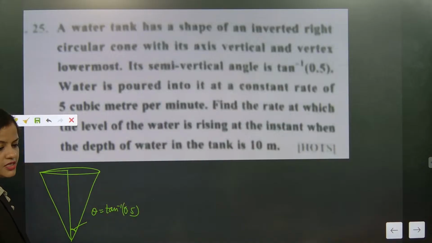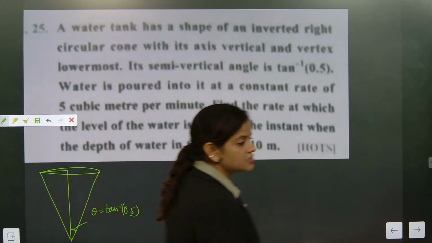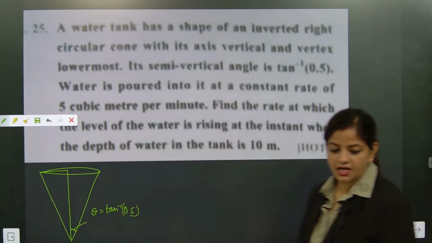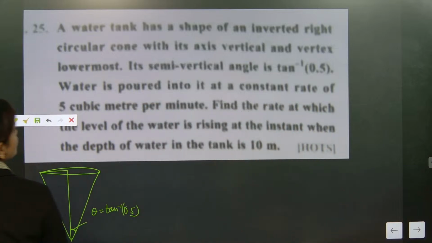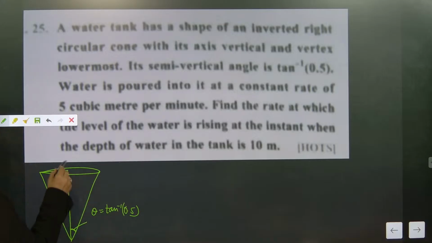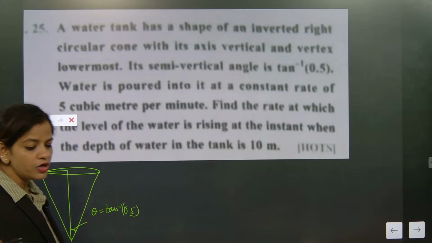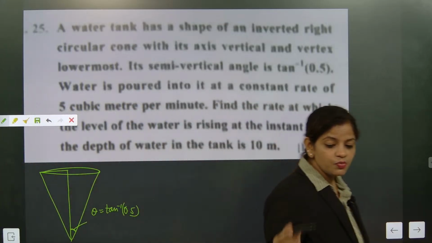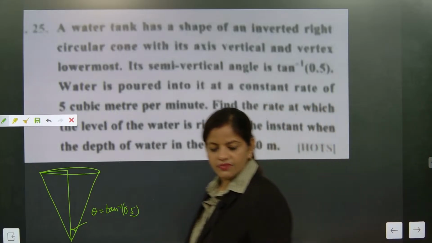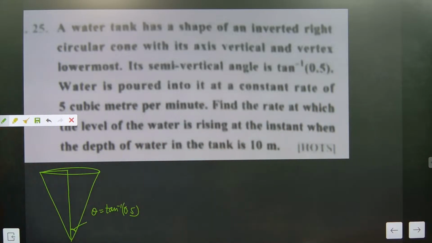Note down: theta is equal to the semi-vertical angle. Theta is coming as how much? Tan inverse 0.5. After that, what next are they telling? The question says water is poured into it at a constant rate of 5 cubic meter per minute. So water is poured into it means water is coming inside it. So where is water coming? Inside it. So when somebody talks about water coming inside it, what is the rate at which the water is coming inside it?